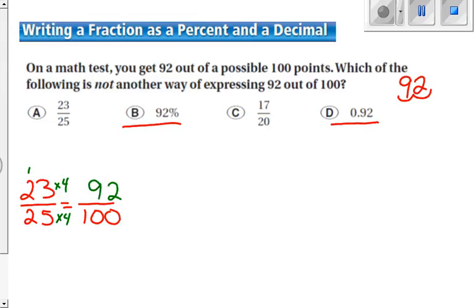My next problem is 17 out of 20. And we know that 20 goes into 100 5 times. So I will now multiply the top by 5. 17 times 5, 5 times 7 is 35, carry my 3. 5 times 1 plus 3 is 8, so 85, which we know is not 92 out of 100. So the wrong answer would be 17 out of 20.